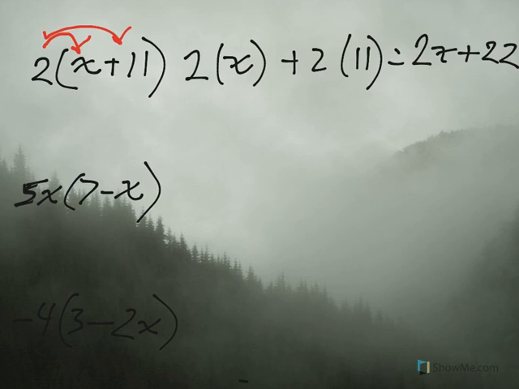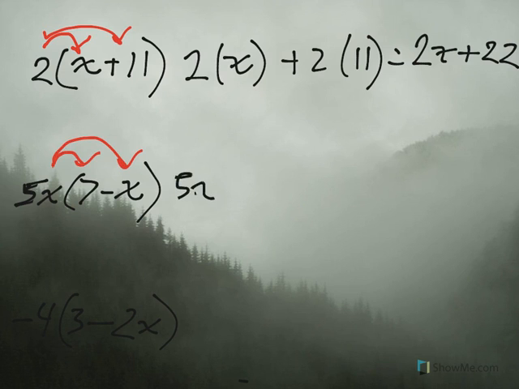I'm going to show you this one: 5x bracket 7 minus x. Basically, that means there's 5x groups of 7 minus x. So what do we do with 5x and 7, Arthur? You can multiply 5x by 7. Yep. And then what? Then you're going to multiply 5x by x.